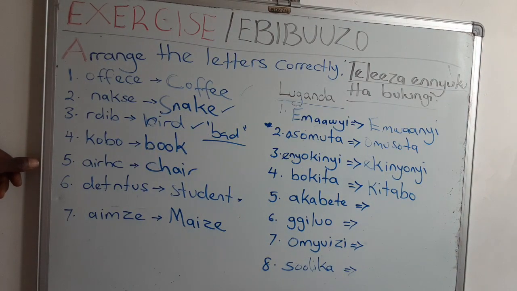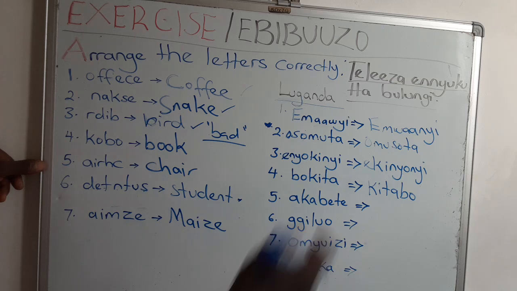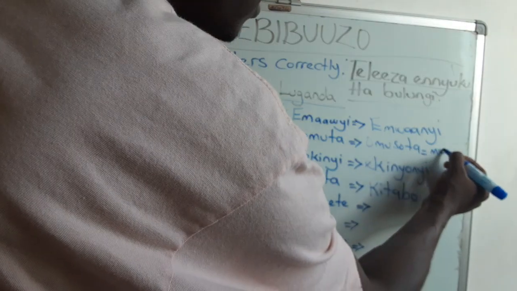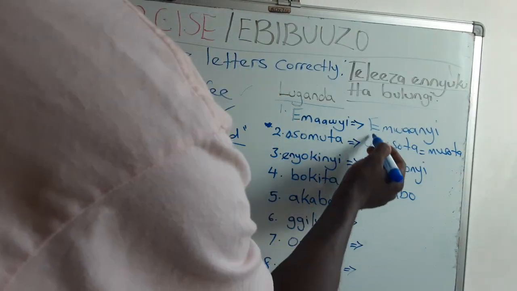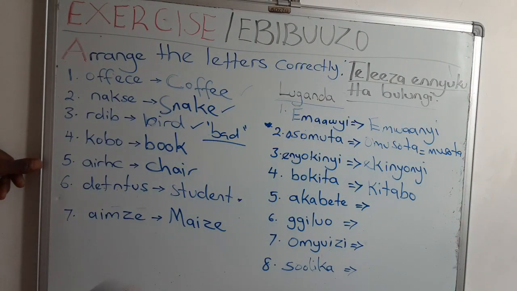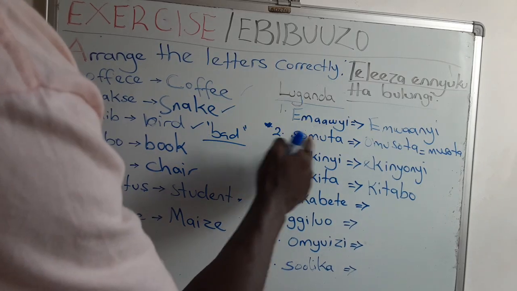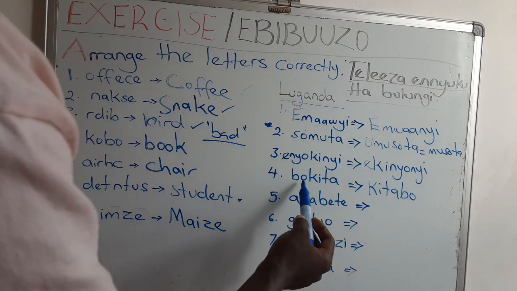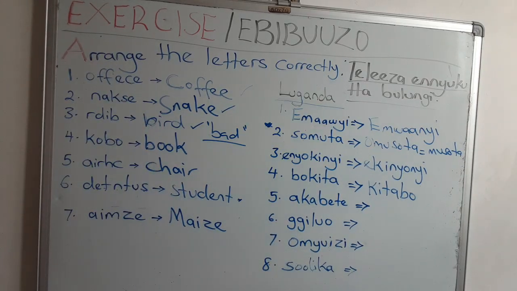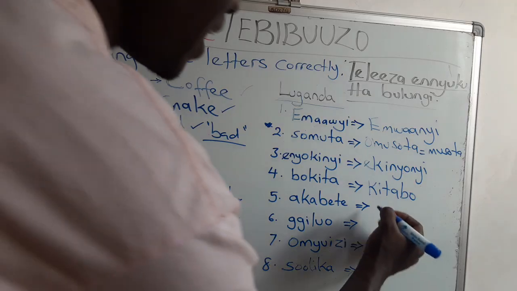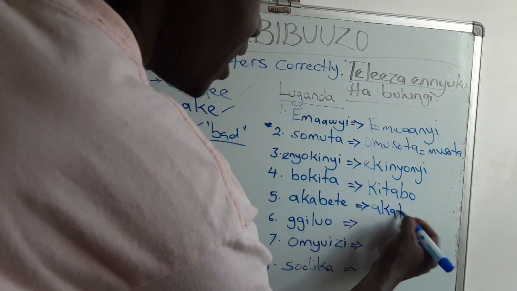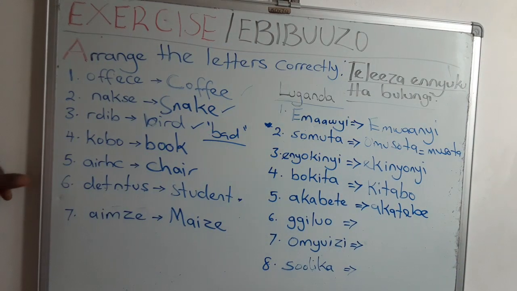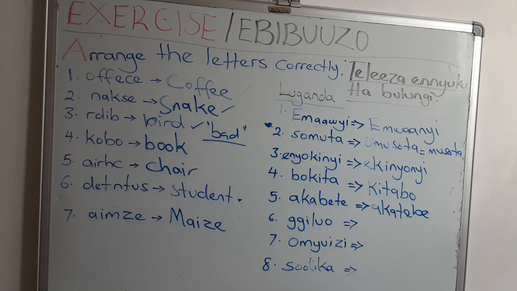Okay? Kitabo. Oh, this one, some people can say musota, but include this to show singularity. So, if you had written musota, you are right. Or omusota. So, musota or omusota. Okay? So, good. Number 4 was kitabo. Kitabo. Good. Number 5, akatebe. Akatebe is chair. Chair is akatebe.